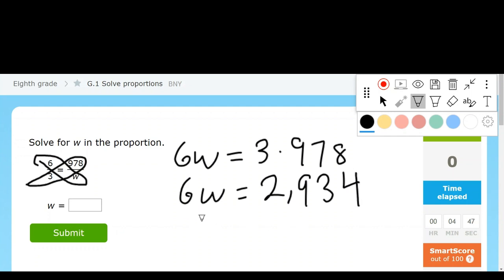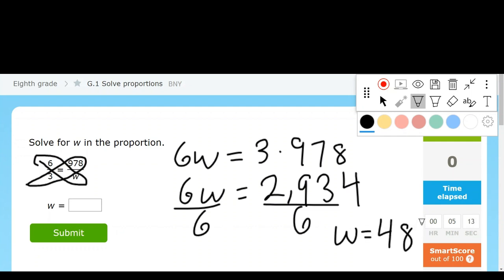So we want to find what w is. How do we get w by itself? Well, what operation are we doing to w? We're multiplying by 6. What is the opposite of multiplying by 6? It's dividing by 6. And so we're going to do that to both sides, and we should get w equals 489.